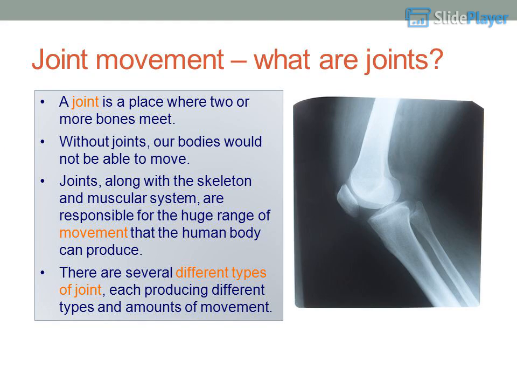A joint is a place where two or more bones meet. Without joints, our bodies would not be able to move. Joints, along with the skeleton and muscular system, are responsible for the huge range of movement that the human body can produce. There are several different types of joint, each producing different types and amounts of movement.